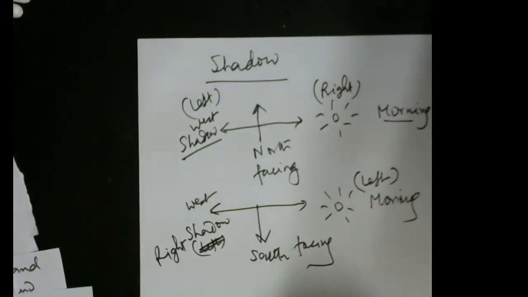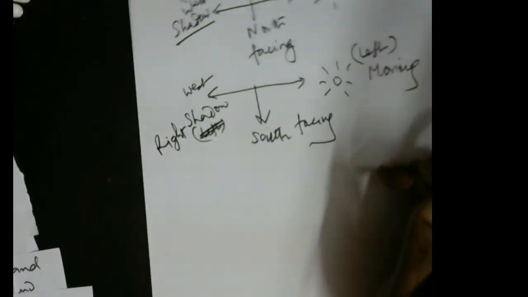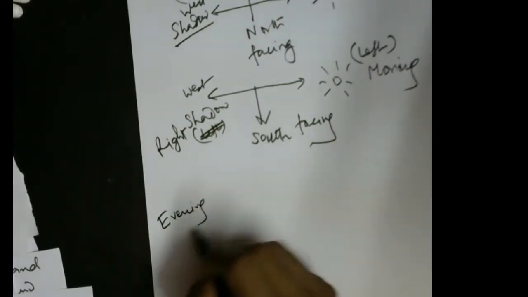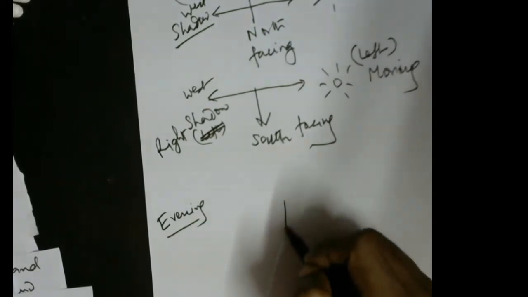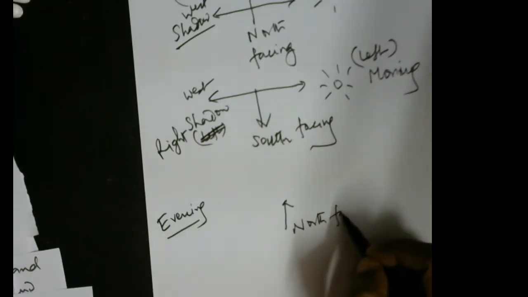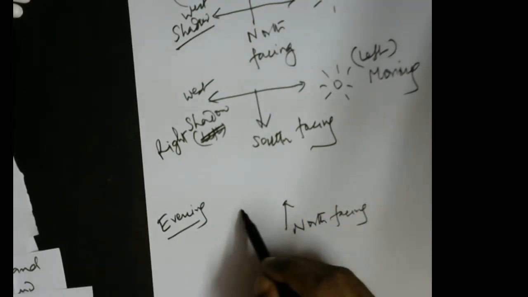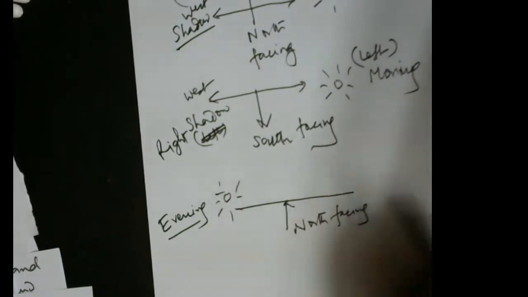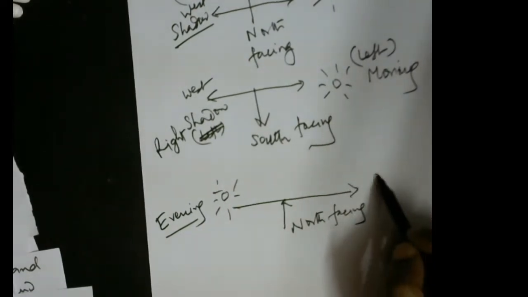But in the evening, if you take the case of evening time, it will be reversed. Evening time, what will happen? A person who is north facing will find the shadow on the right hand side, because the sun is on this side.